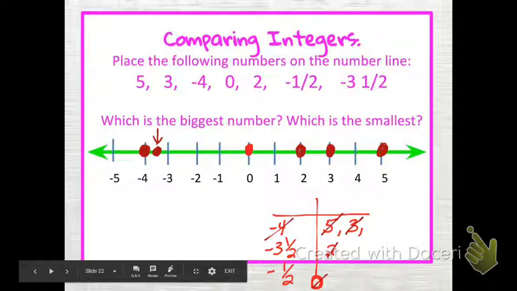So negative 3.5 would be between negative 3 and negative 4. Okay? And then our last one is negative 1/2. What two numbers does that go between? Negative 1 and negative 2. Negative 1 and 0.